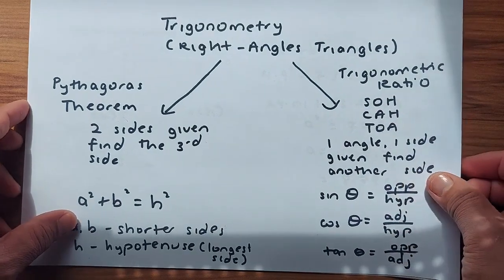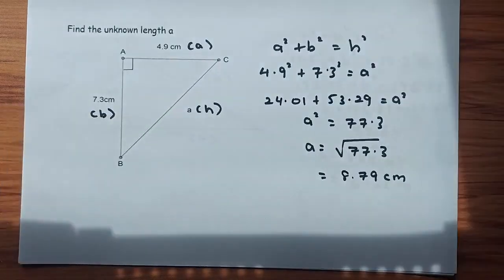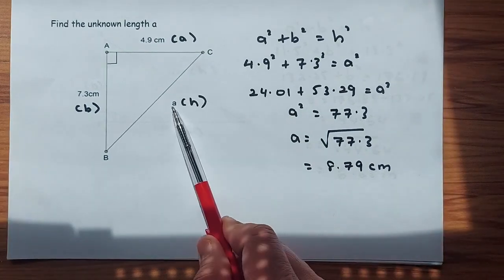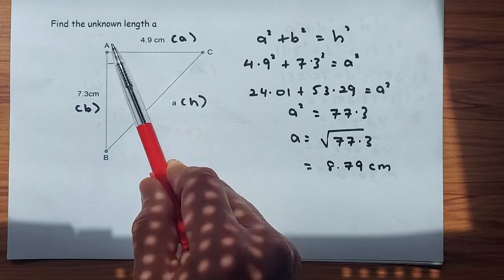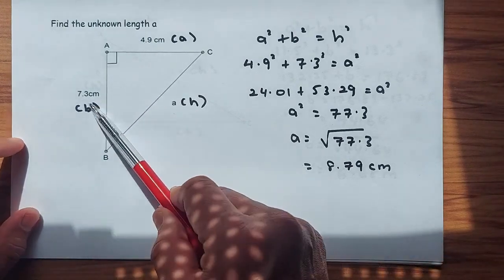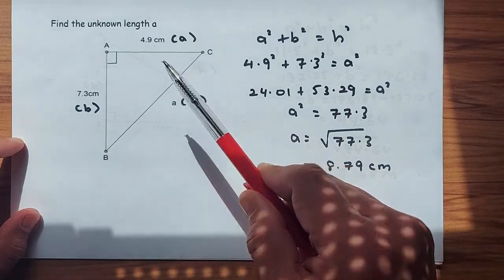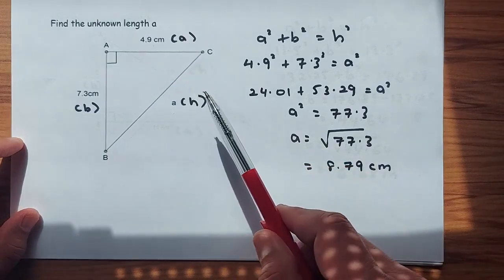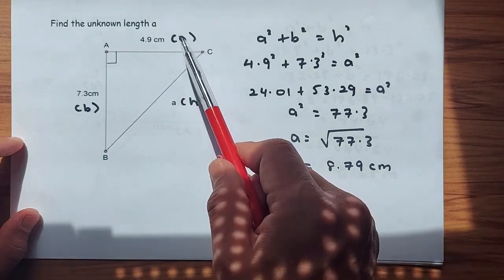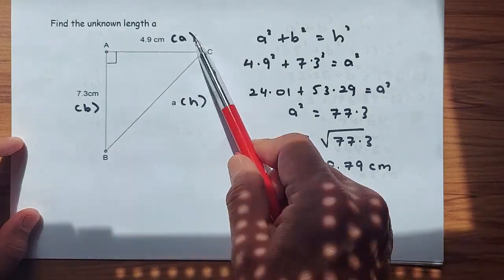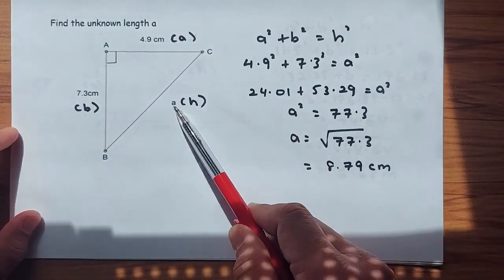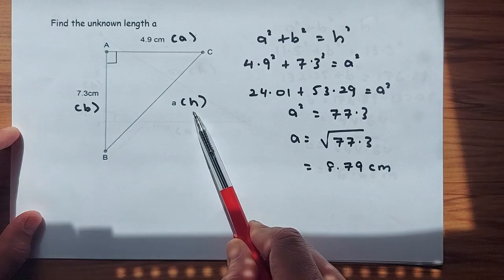So let's look at some examples now. The first example is to find the unknown a, given the two sides 4.9 and 7.3. First, you need to know that two sides are given and you want to find the third side, so this is a Pythagoras theorem. You need to label the sides first. The two shorter sides could be a and b. It doesn't matter which one is which. So we label 4.9 as a, 7.3 as b, and the longer side, opposite 90 degrees, is the hypotenuse.